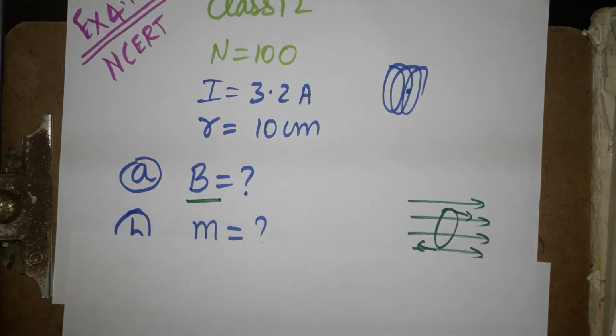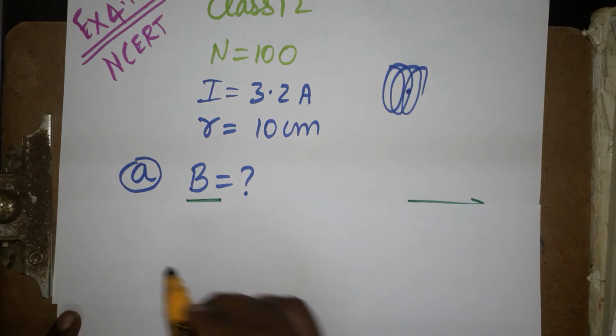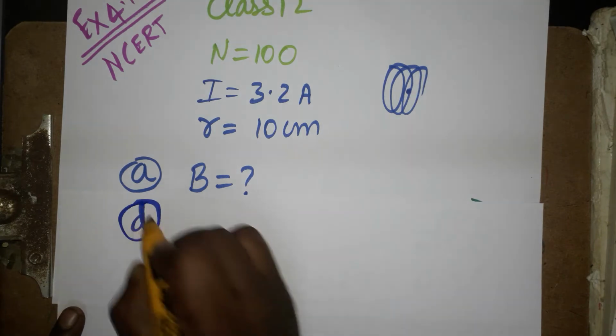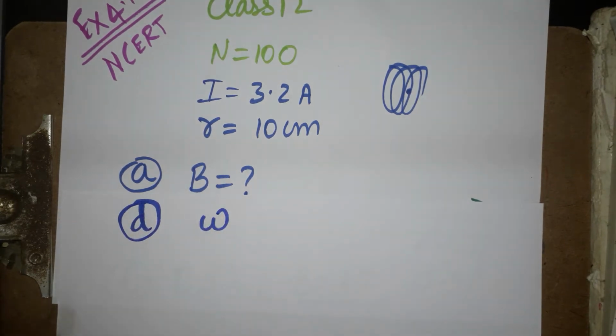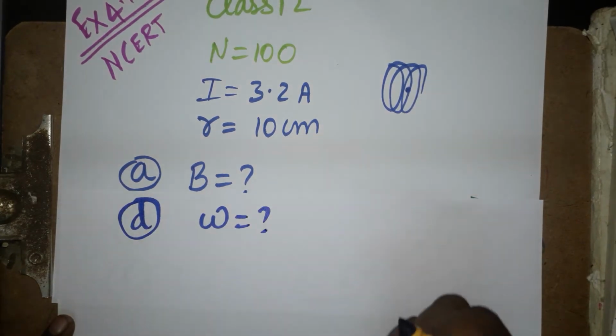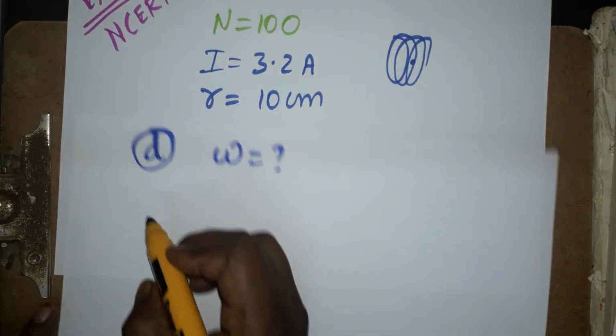The next one, the final question asked is: what is the angular velocity? D question, what is the angular velocity? So 4 questions are asked in this particular question. First we will see A.